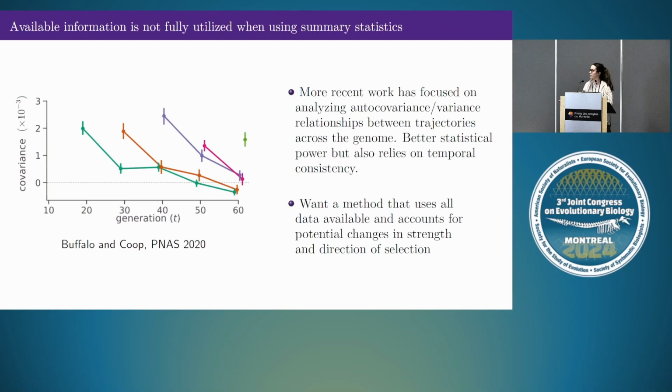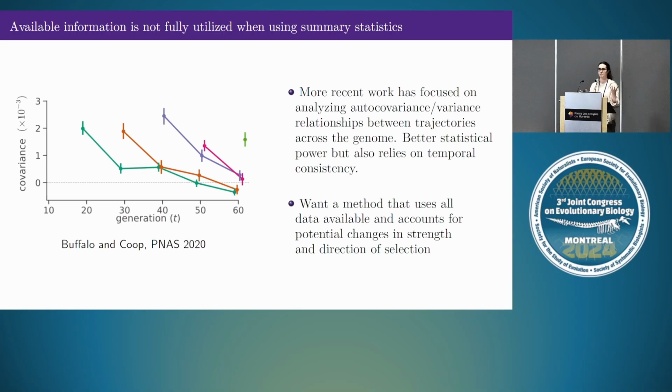And so more recent previous work has instead focused on analyzing relationships between trajectories in a time series. In particular, Buffalo and Coop found positive covariances between allele frequency time changes throughout time, and so that suggests linked selection. And while this is more statistically powerful, it also relies on temporally consistent selection. And using summary statistics like this means that a lot of the information available isn't fully utilized. And so we wanted to develop a method that used information about each trajectory's behavior and also accounted for the possibility that selection may switch direction and strength throughout time.